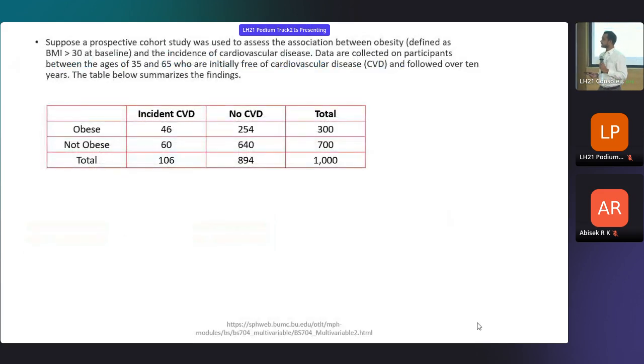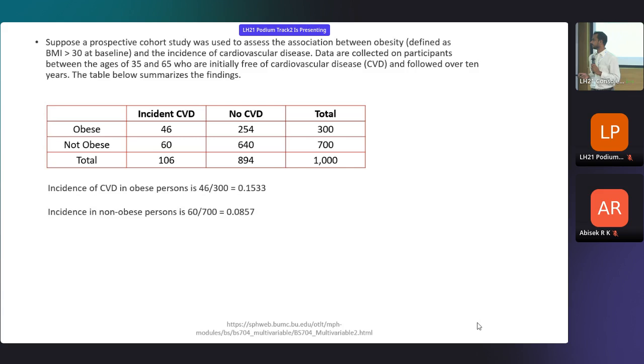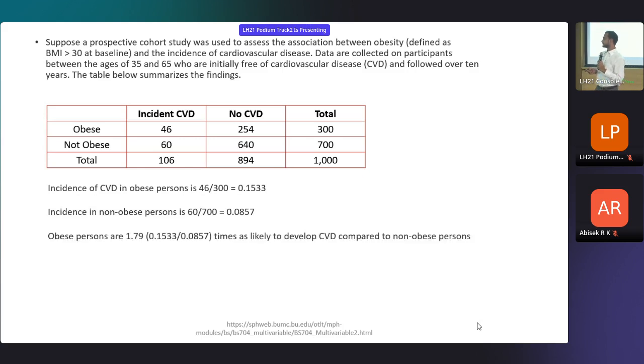So let's look at an example with numbers. Suppose we want to understand the effect of obesity on CVD, cardiovascular disease. In this example, there are 300 obese people and 700 non-obese. The incidence of cardiovascular disease in obese people is 46 over 300, which is 0.15, and in non-obese persons it's 60 by 700, 0.08. So clearly cardiovascular disease has higher incidence in obese people.